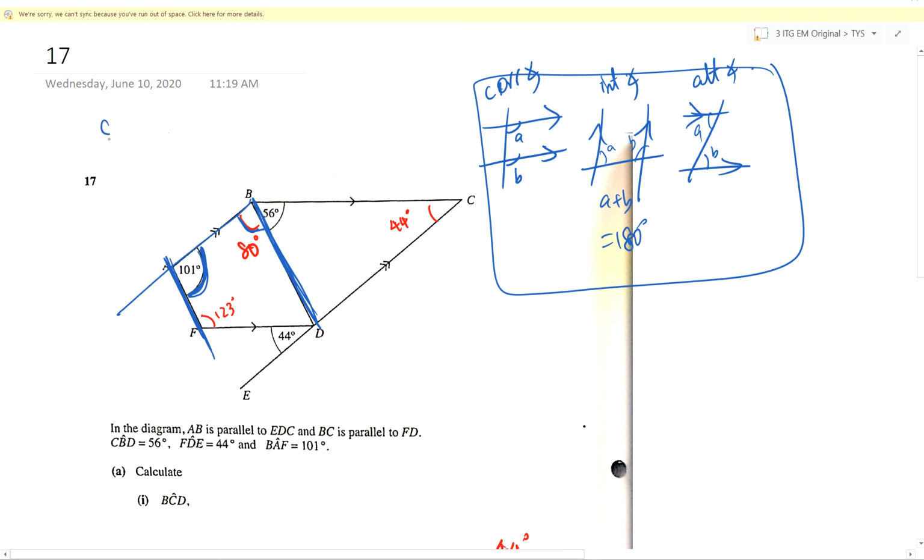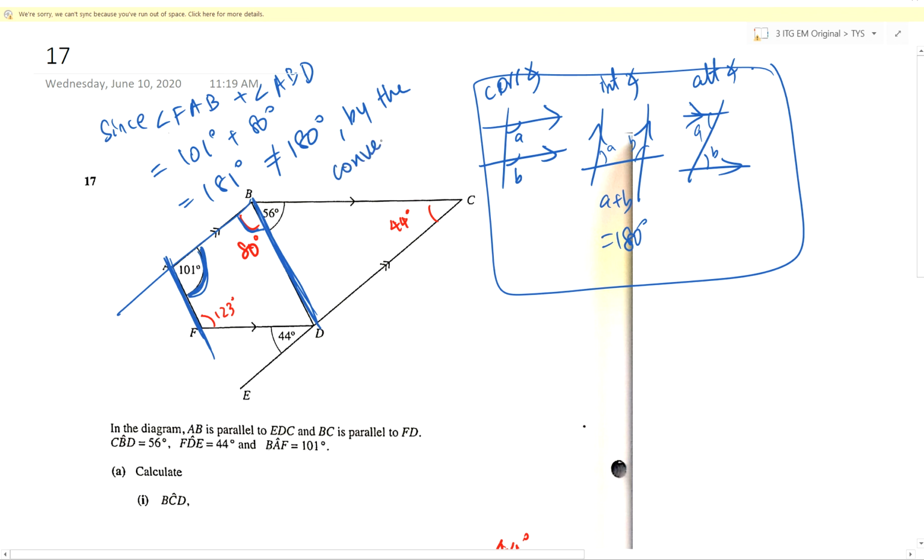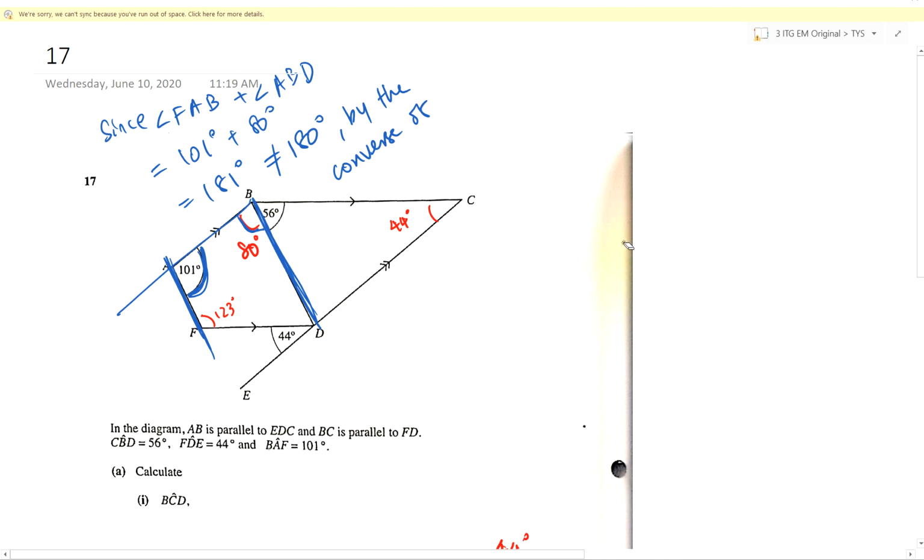Okay? So we say that since angle FAB plus angle ABD equals 101 plus 80 equals 181 degrees, which is not 180 degrees. Can you follow the argument so far? Since these two are not 180 degrees, therefore, by the converse, and we quote whatever we have learned in Sec 1, interior angles, parallel lines. By the converse of interior angles, parallel lines, AF is not parallel to BD.